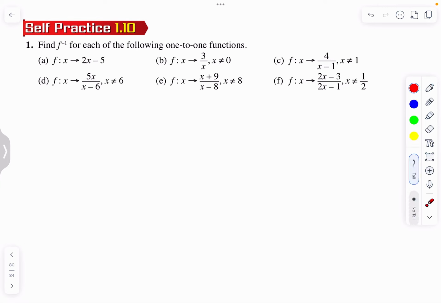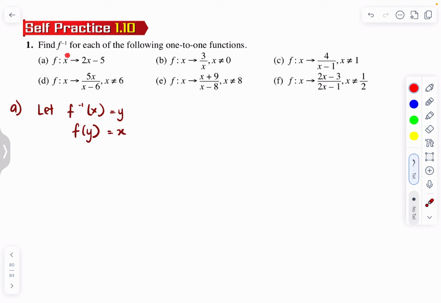Question 1. Find f inverse for each of the following one-to-one functions. Alright. So the steps to finding inverse function are always the same. First step is we let f inverse x equals y. Then the next step, f inverse, when we bring it here, it becomes f of y. So f of y equals x.